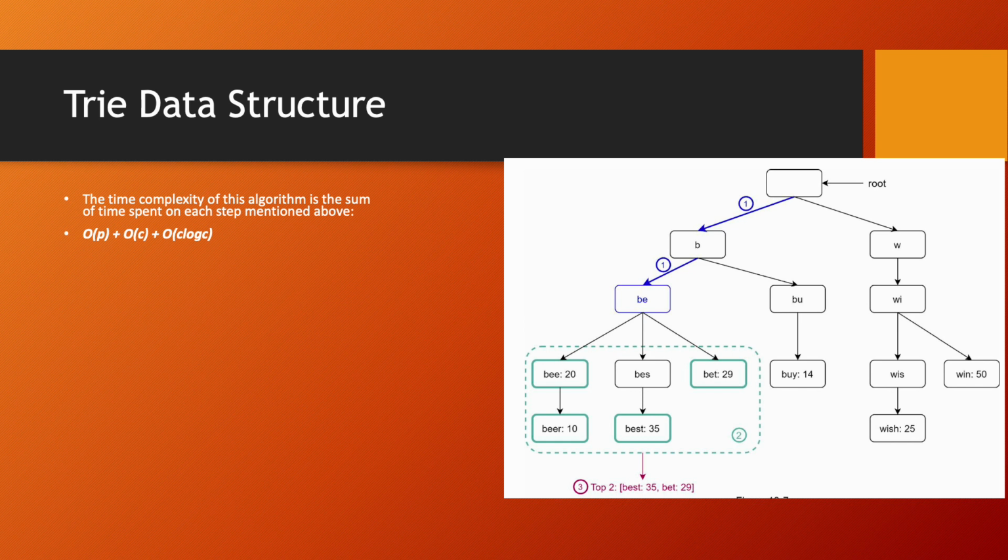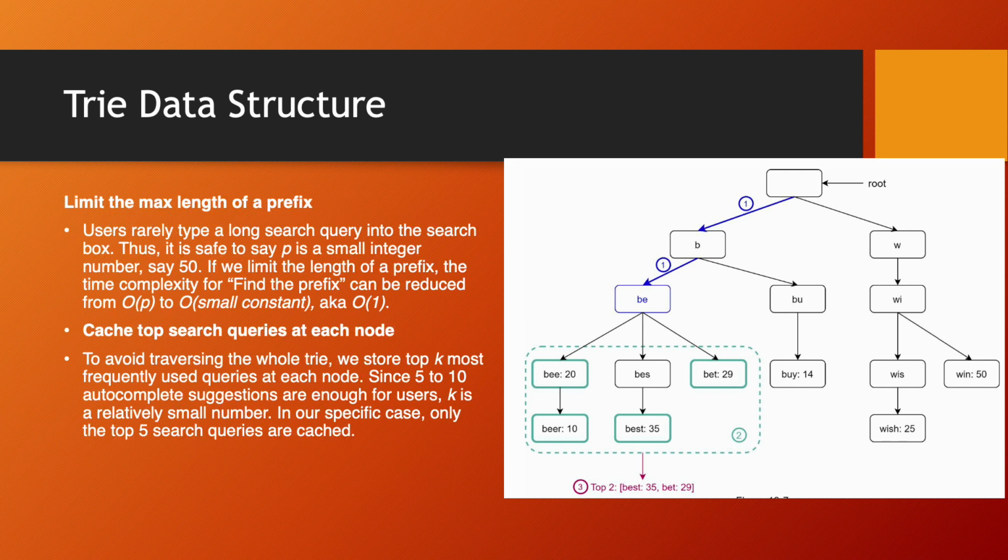The above algorithm is straightforward. However, it is too slow because we need to traverse the entire trie to get the top K results in the worst case scenario. And below are two optimizations. First, we could limit the max length of the prefix, and second, we could cache the top search queries at each node.